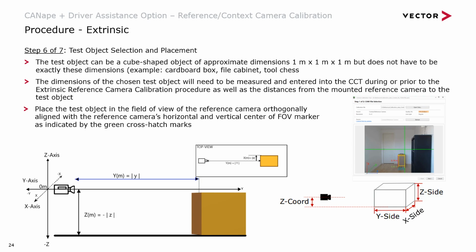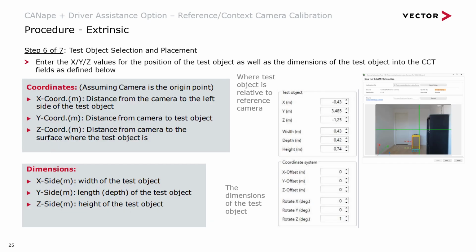6 CCT window. Next, measure the distance from the reference camera to the nearest front side surface of the test object. This will be the Y value. Measure the distance from the reference camera to the leftmost vertical edge in the x-axis, horizontal or lateral, of the system diagram. Finally, measure the distance from the ground where the test object is resting to the reference camera vertically. This is the Z measurement. Enter the measured X, Y, and Z values into the 3 topmost fields of the test object entry table. Then enter the measured dimensions, width, depth, and height of the test object into the test object fields labeled width, depth, and height in meters.